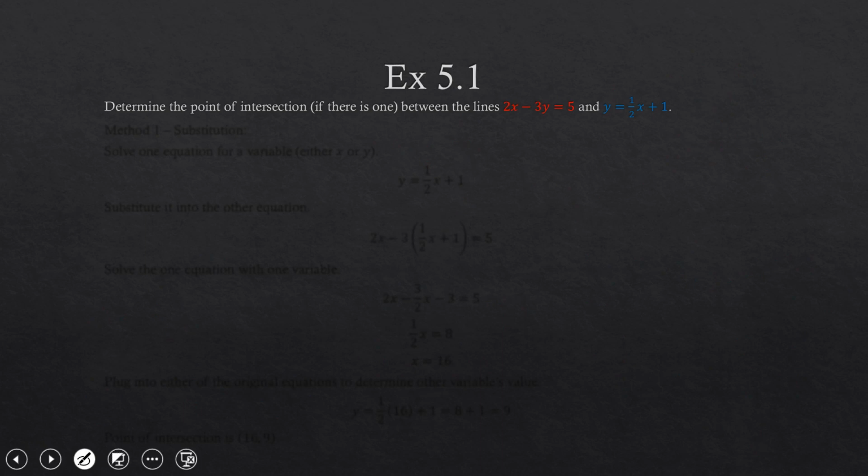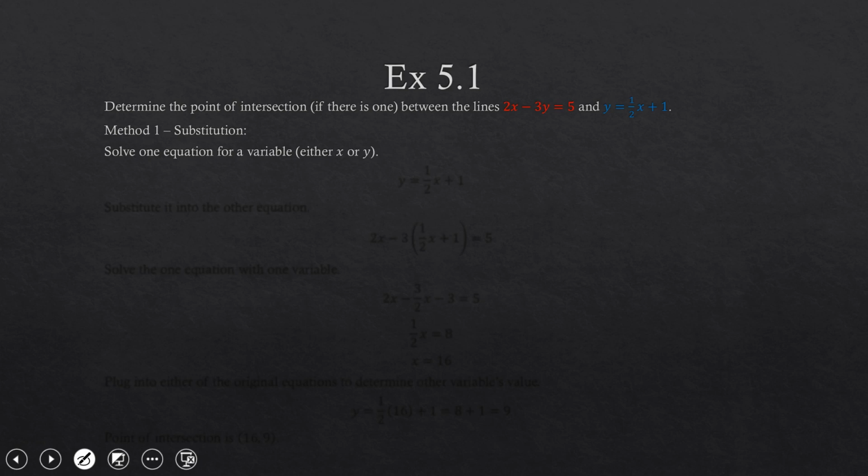Okay, let's look at another example. Determine the point of intersection, if there is one, between the two lines, 2x minus 3y equals 5, and y equals 1/2 x plus 1. So I'm going to show you two different methods. The first method is called substitution, and then the second method is going to be called elimination. So we'll go through substitution first.